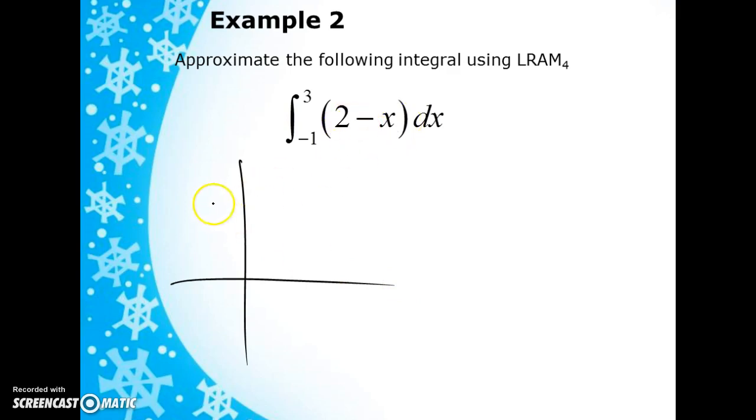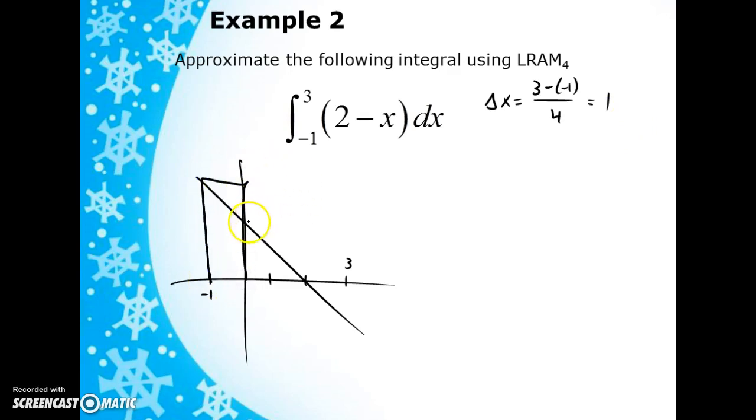This one's going to be 2 minus x, which is going to be a slightly different curve. I'm going to start at -1, and I want to go to 3. LRAM sub 4. So again, I'm going to figure out my delta x. 3 minus -1 over 4. And I'm going to realize I have a width of 1. And this time I want LRAMs.